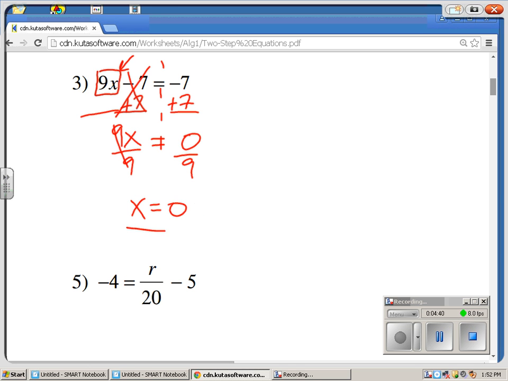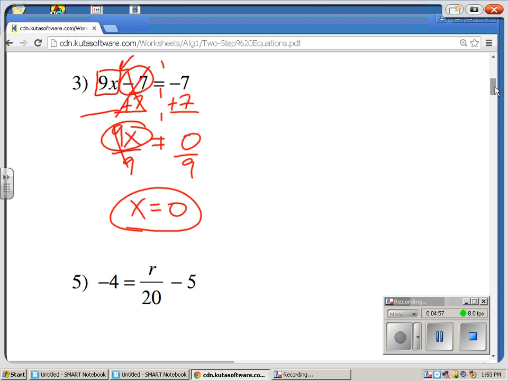So x is going to equal 0. The reason why I divided by 9 is because the 9 and the x are separated by multiplication. The inverse operation is division. The same with the negative 7 up here. The inverse of subtracting 7 or a negative 7 is a positive 7 or adding 7.